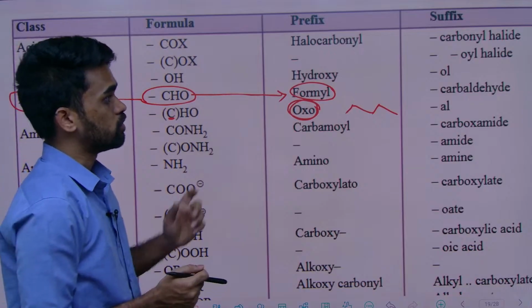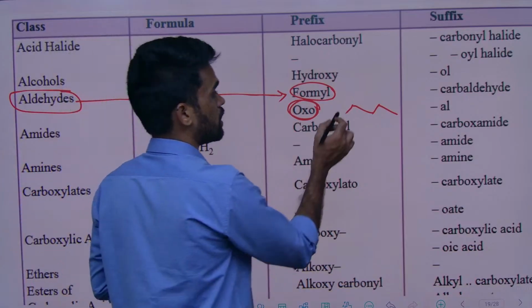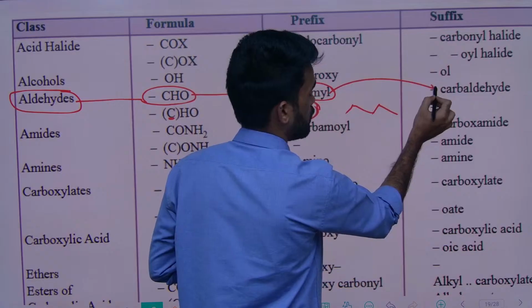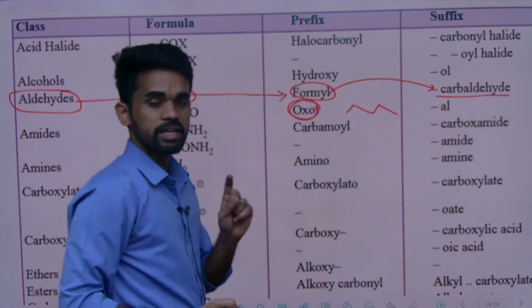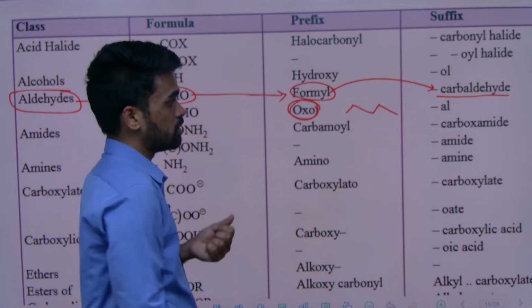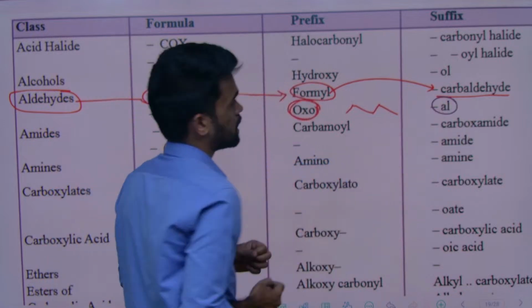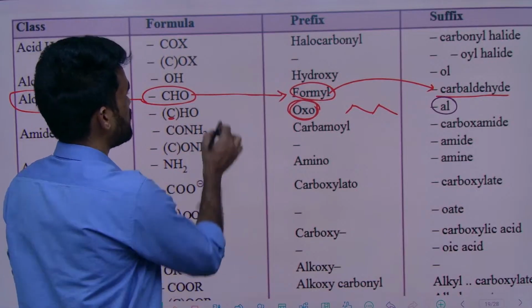Now the suffix, what I told you: if you are not counting the aldehyde carbon in the parent chain, call it carbaldehyde. If you are counting the carbon, then you can call it al. Okay, so let me give one example for this also.